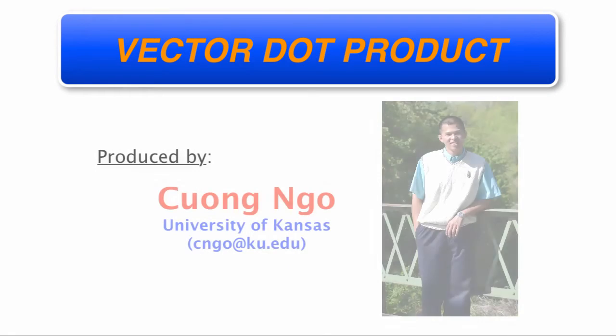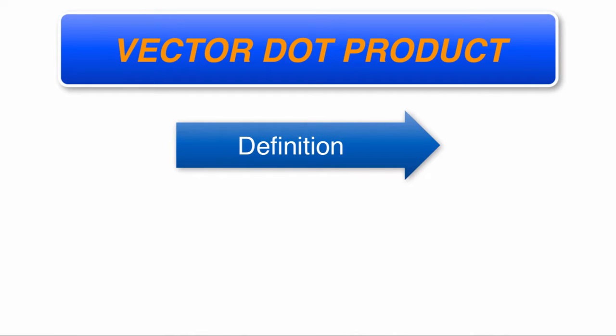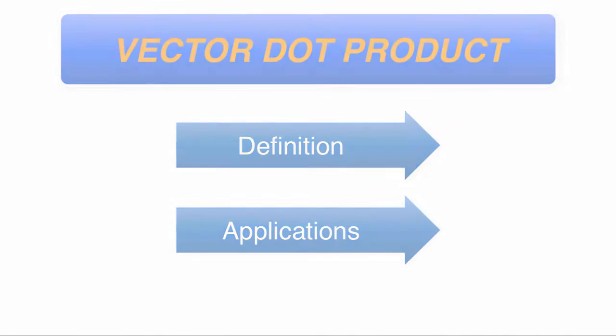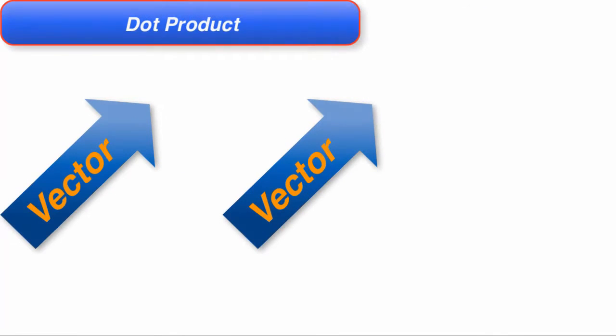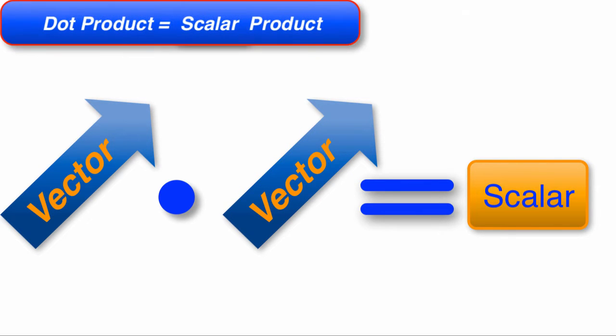Hello, and welcome to the introduction video to vector dot product. In this presentation, we'll give you a brief overview of dot product in terms of its definition and some typical applications. Dot product is a product operation between two vectors that produces a real number or scalar. For this reason, dot product is also known as the scalar product.